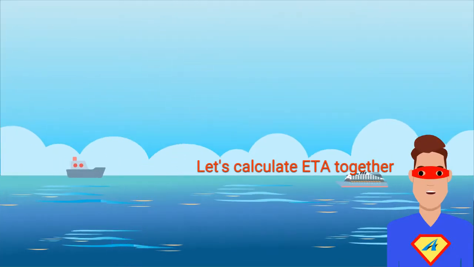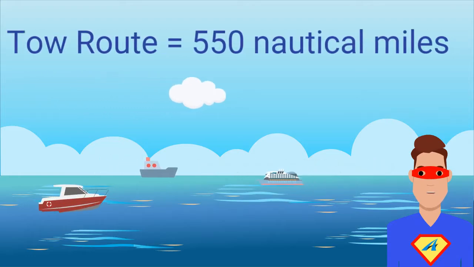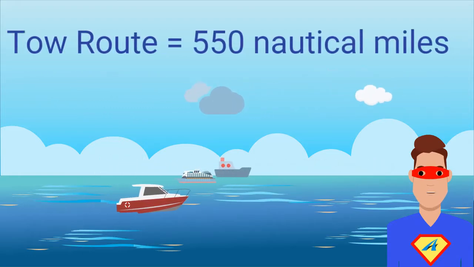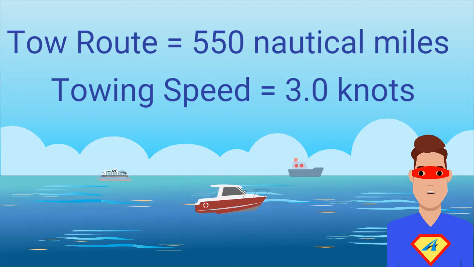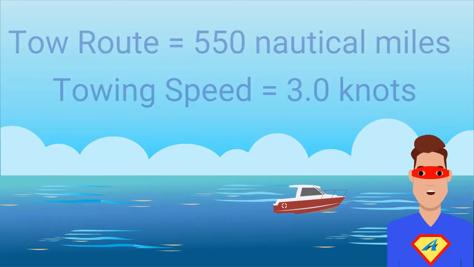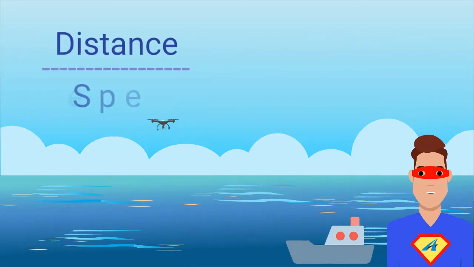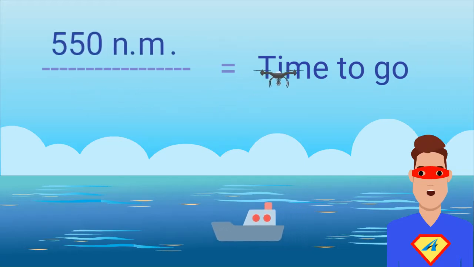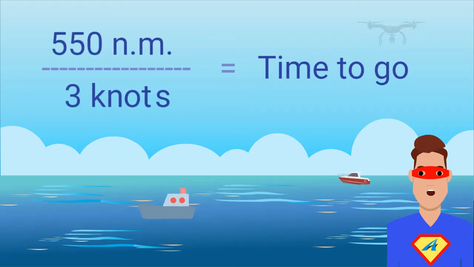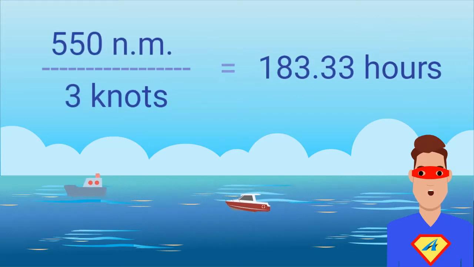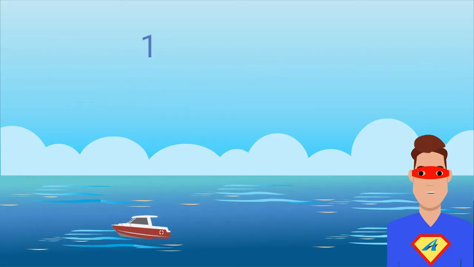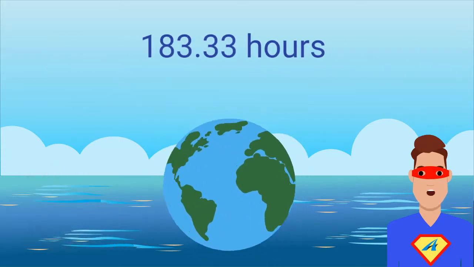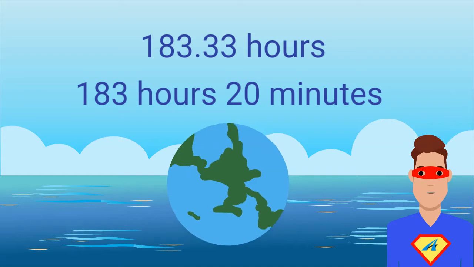Let's calculate E.T.A. together. The distance for entire tow route is 550 nautical miles with towing speed of 3 knots. Remember the formula given earlier? Distance divided by speed equal to time to go. 550 nautical mile divided by 3 knots equals to 183.33 hours. 183.33 hours is equivalent to 183 hours and 20 minutes.